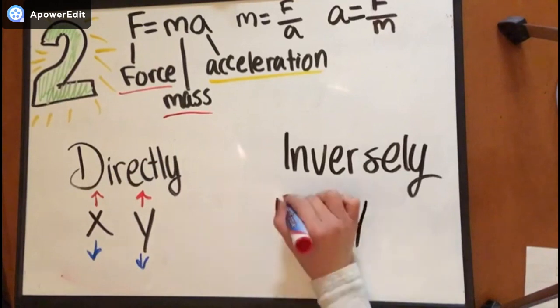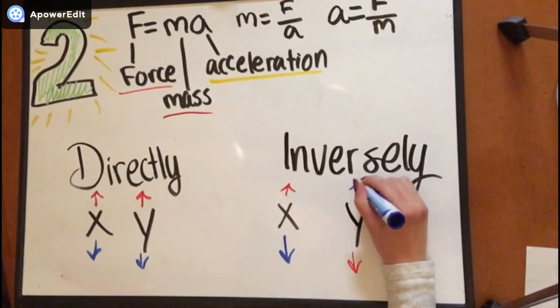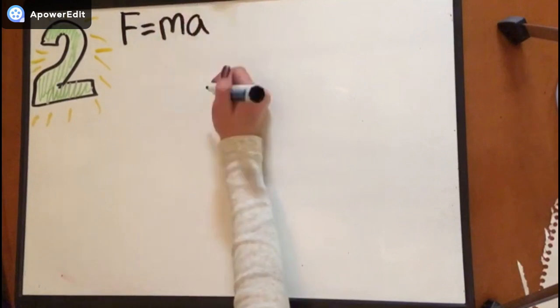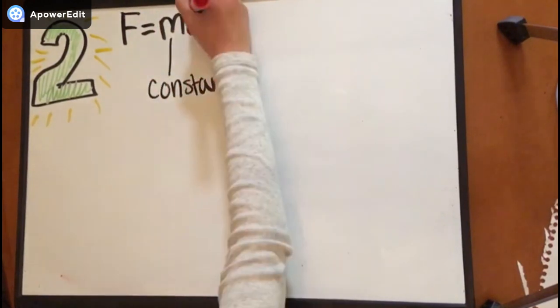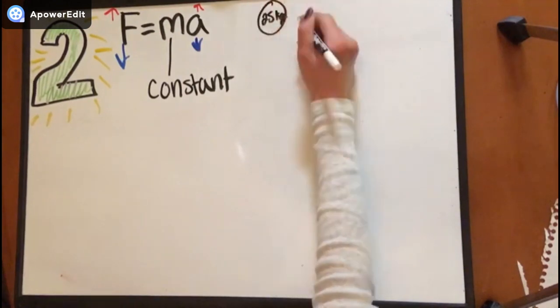Inversely proportional is when two variables equal a constant value. Whenever x increases, y will decrease, and vice versa. Now, let's put this into perspective with Newton's second law of motion. If mass stays constant in the equation, acceleration and force will proportionally increase and decrease with each other.